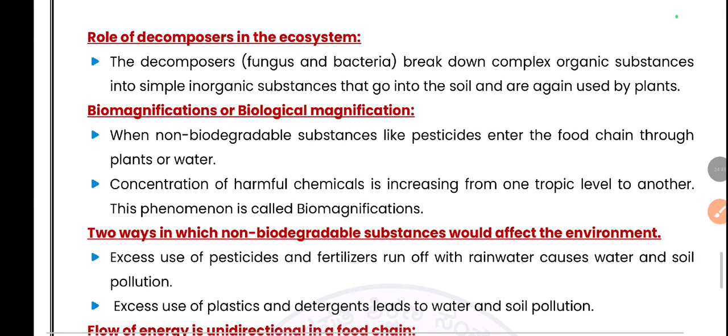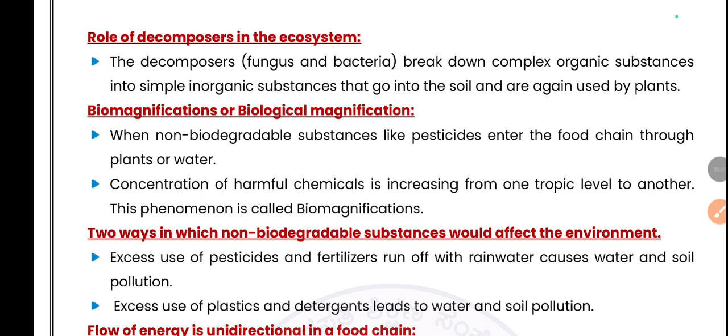The next one, role of decomposers in the ecosystem. The decomposers, fungi or bacteria, break down complex organic substances into simple inorganic substances that go into the soil and are again used by plants.